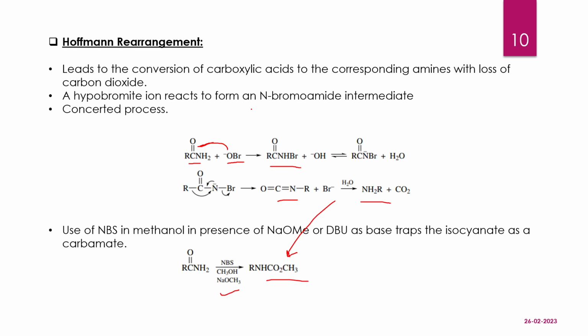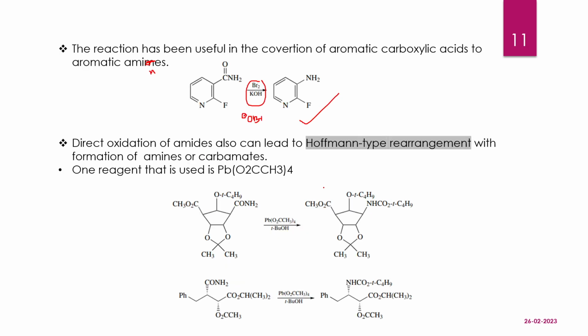The similar kind of reaction will happen. I have already shown here: first this hypobromite ion will form, it will attack, and it will form this N-bromoamide, and that will rearrange to give us this type of isocyanate. On addition of water, we will get the acid that will lose carbon dioxide, and we'll get the amine.